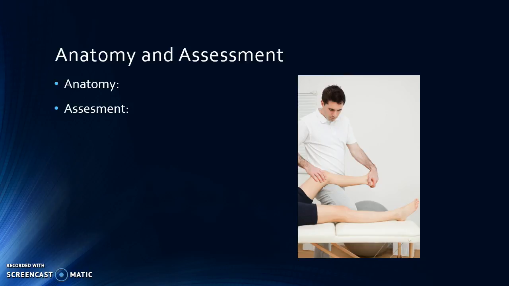Anatomy and assessment. For anatomy, the Achilles tendon is a tough band of fibrous tissue that connects the calf muscle to the heel bone. The Achilles tendon is also called the calcaneal tendon. The gastrocnemius and soleus muscles unite into one band of tissue, which becomes the Achilles tendon at the low end of the calf. The Achilles tendon then inserts into the calcaneus. Small sacs of fluid called bursae cushion the Achilles tendon at the heel. The Achilles tendon is the largest and strongest tendon of the body.